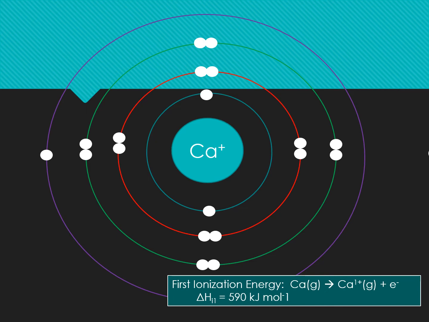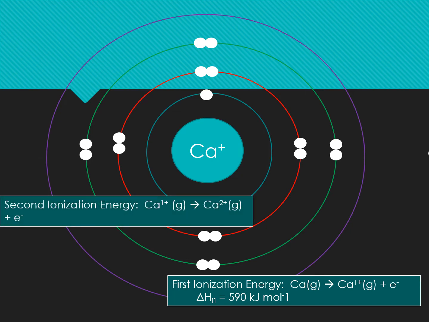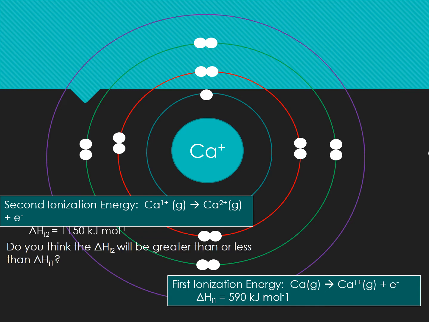If it removes a second electron, you have another equation: Ca+ in the gas phase makes Ca2+ with 1 electron leaving. And that energy is a little bit higher, at 1150 kilojoules per mole. The reason it's higher is because the nuclear charge, the number of protons, hasn't changed. So there's a stronger hold onto its electrons, so it requires more energy to pull apart.